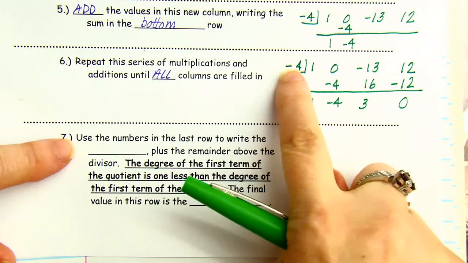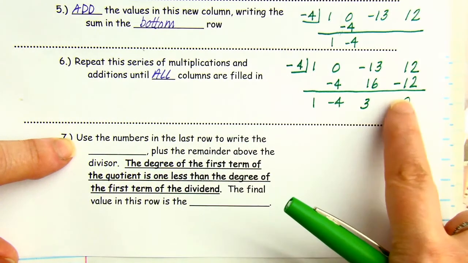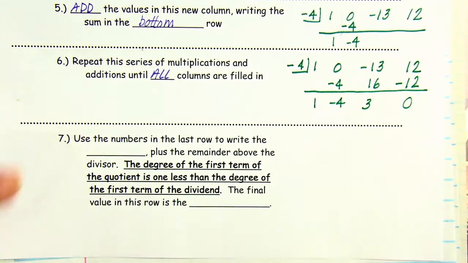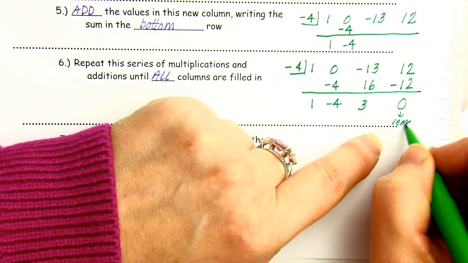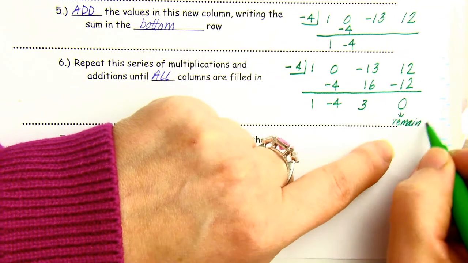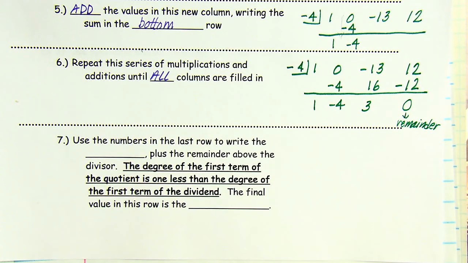Now I have it all filled in, and I can get some information from this. You see, x plus 4 is a factor of the polynomial. How do I know that? Because the remainder is 0. This here is your remainder. Now this could be a different number, but for this problem, the remainder is 0. So I can conclude that x plus 4 is a factor of the polynomial, and negative 4 is a 0 of this function.